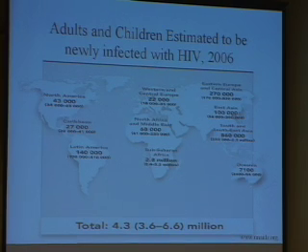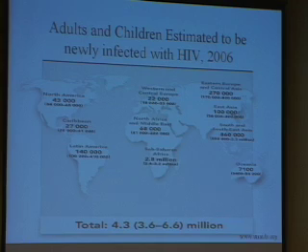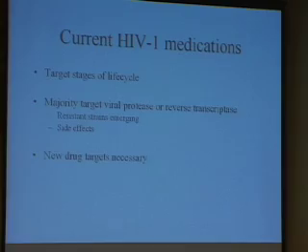Here's a current look at the HIV pandemic. Currently, there's over 45 million people living with AIDS. In 2006 alone, 4.5 million were newly infected. Regions such as sub-Saharan Africa and Southeast Asia have been hit particularly hard by this pandemic.